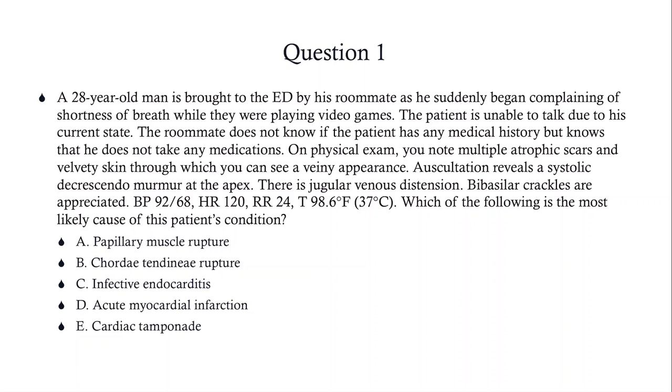On physical exam, you note there are multiple atrophic scars and velvety skin through which you can see a veiny appearance. Auscultation reveals a systolic decrescendo murmur at the apex. There is a jugular venous distension. Bibasilar crackles are appreciated. Blood pressure 92/68, heart rate 120, respirations 24, temperature 98.6. Which of the following is the most likely cause of this patient's condition?